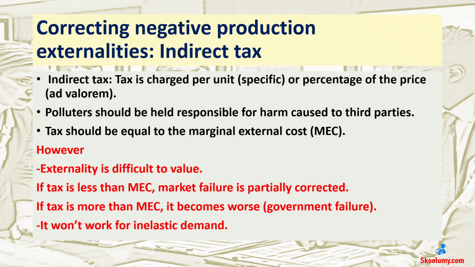Policies for correcting negative production externalities. Negative production externalities may arise from pollution or environmental damage by producers. One of the policies for correcting negative production externalities is indirect tax. An indirect tax is a tax on goods and services. If it is charged per unit, it is known as specific tax. If it is charged as a percentage of the price, it is ad valorem tax.